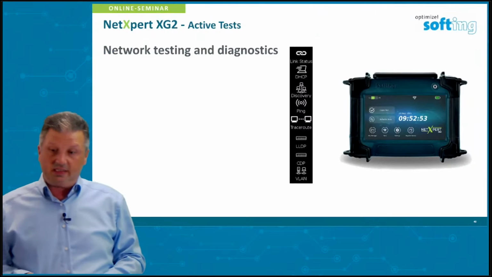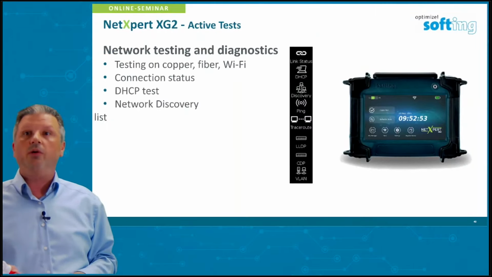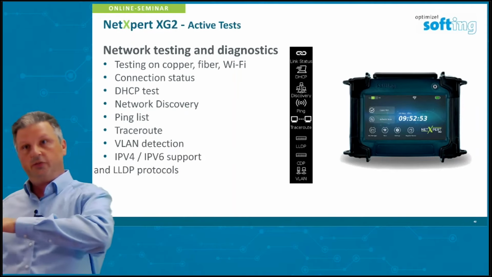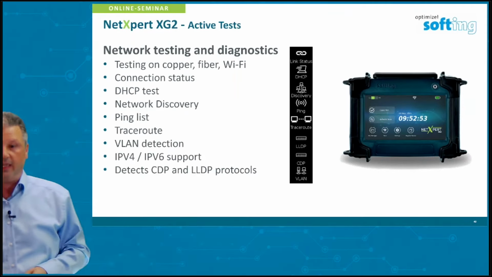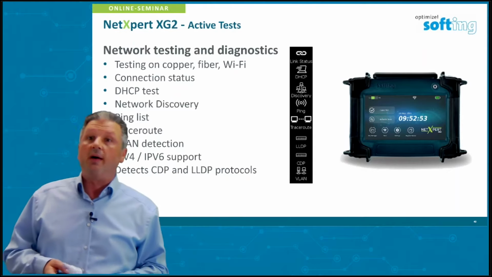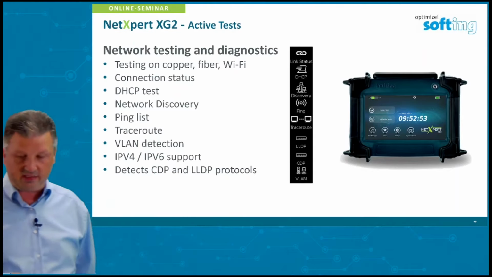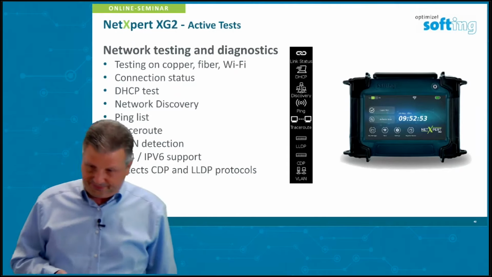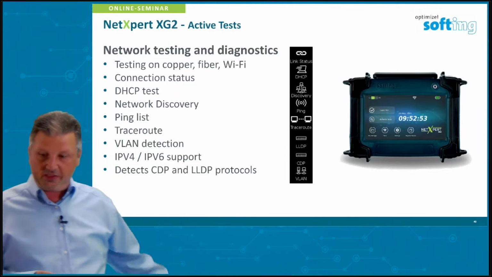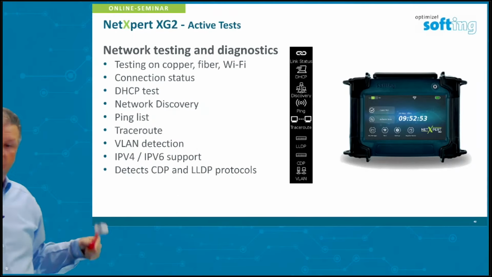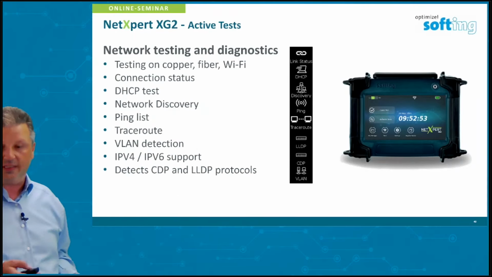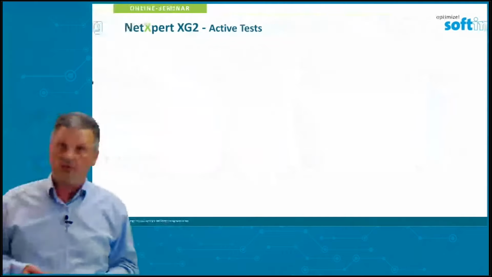Active tests, it's also network testing is more and more important, not only the passive structure. When everything was defined, the BERT, it was okay, how good is my active network running when I'm starting this. So what we can do here, you see a lot of test possibilities, from DHCP test, ping test, trace route, and we go more in details about this.